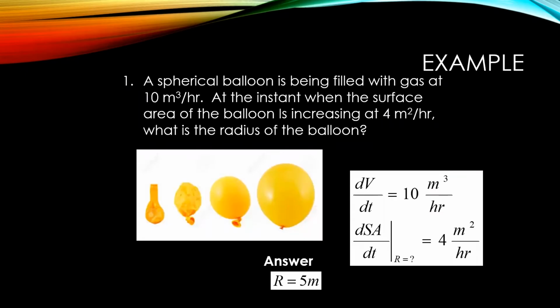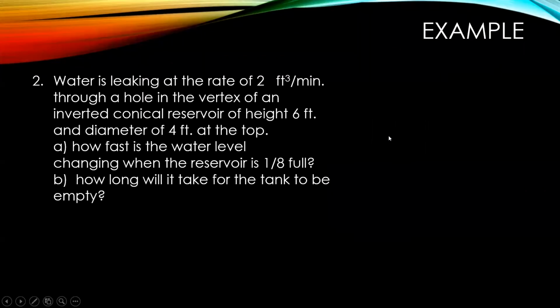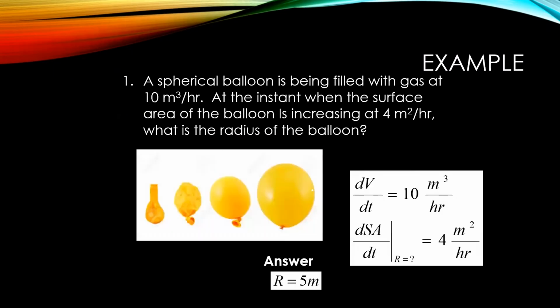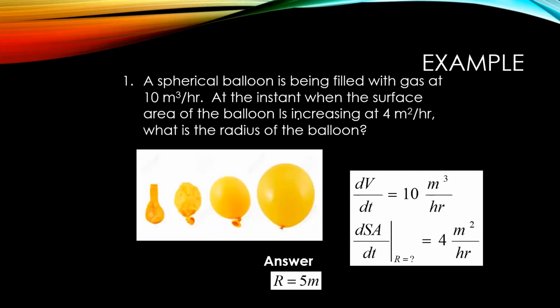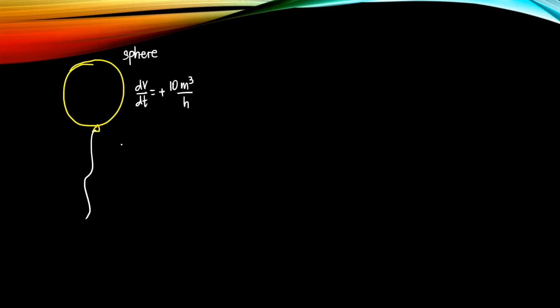This is an example. A spherical balloon is being filled with gas at 10 cubic meters an hour. At the instant when the surface area of the balloon is increasing at 4 meters squared per hour, what is the radius of the balloon? Okay, you're given a balloon. Let's assume this is a sphere. It says there that the volume with respect to time, you can say volume with respect to time because that's 10 cubic meters volume per hour. So since it's being filled, it's positive because it's increasing 10 cubic meters an hour. Now, what's being asked? At the instant when the surface area of the balloon is increasing, what is the radius of the balloon?